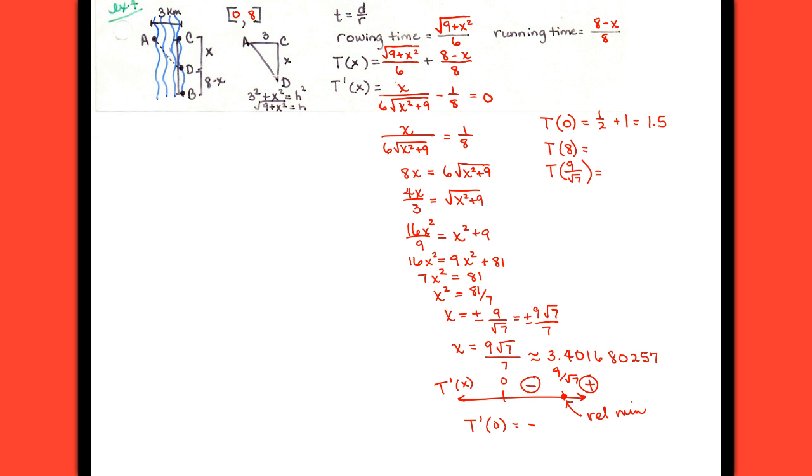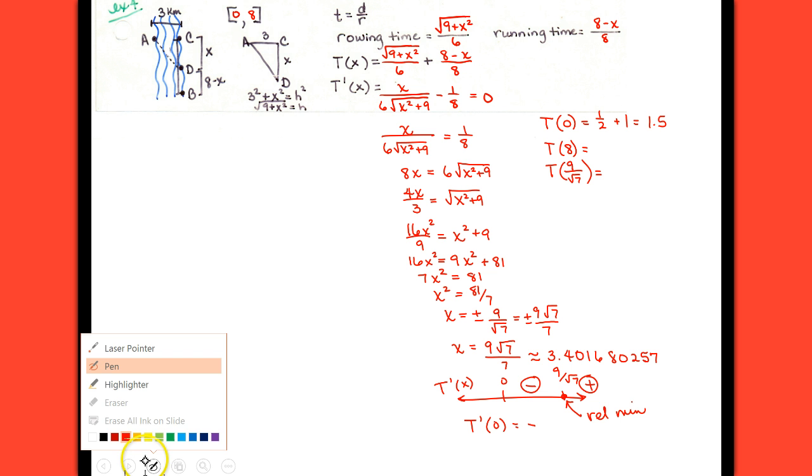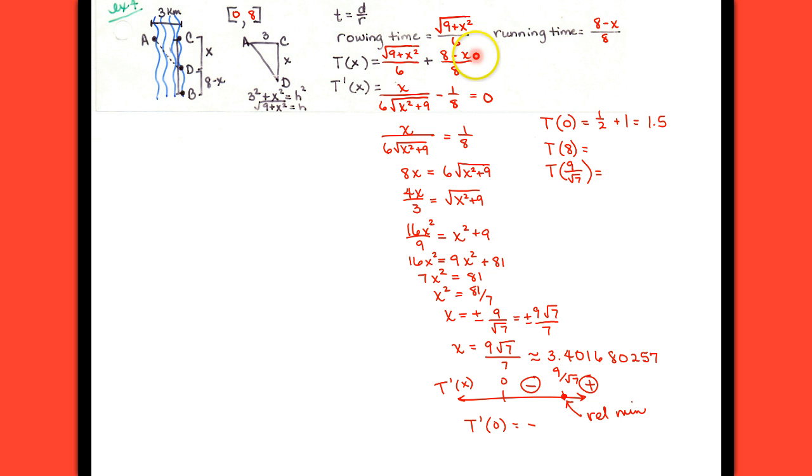And then if I put 0 in the place of x in the second half of this equation, 8 minus 0 over 8 is just going to give me 1. So that means that we rowed for a 1/2 hour and we ran for an hour, so altogether it took an hour and a half. All right, so then let's try the next scenario.